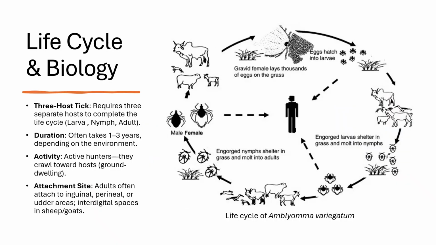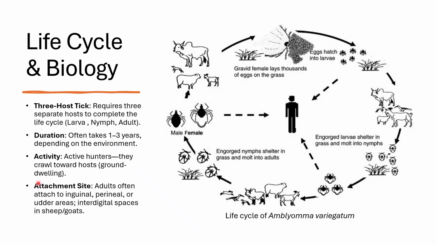Let's now proceed to the life cycle of the genus Amblyomma. The species under the genus Amblyomma are considered to be three-host ticks, meaning that they require three separate hosts to complete the life cycle from the larva to the nymph and to the adult. For the duration of the life cycle, since they are three-host ticks, the duration is much longer, over 1 to 3 years, depending on the environment.